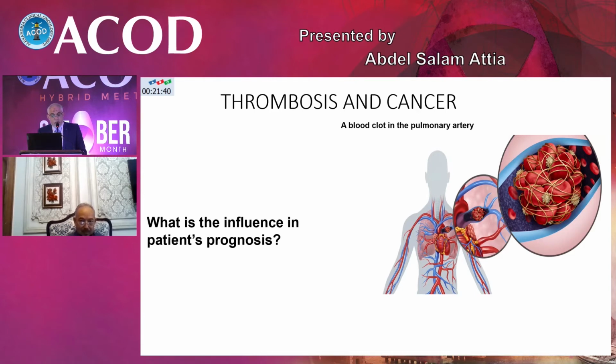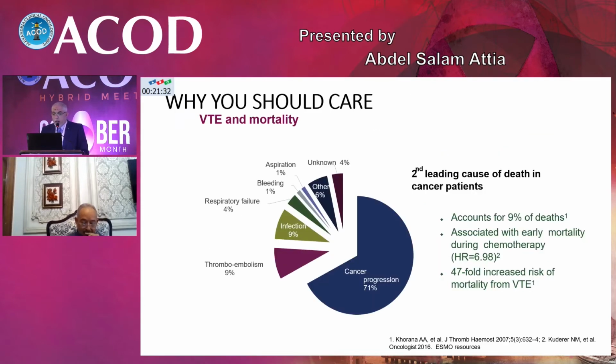What is the influence on patient prognosis? A blood clot in the pulmonary artery. How does this affect the outcome? As I mentioned, it is the second leading cause of death in cancer patients, and it is associated with 70% of cancer progression, 9% with infection. Risk of bleeding is high, respiratory failure is high, and overall it accounts for 9% of all deaths.